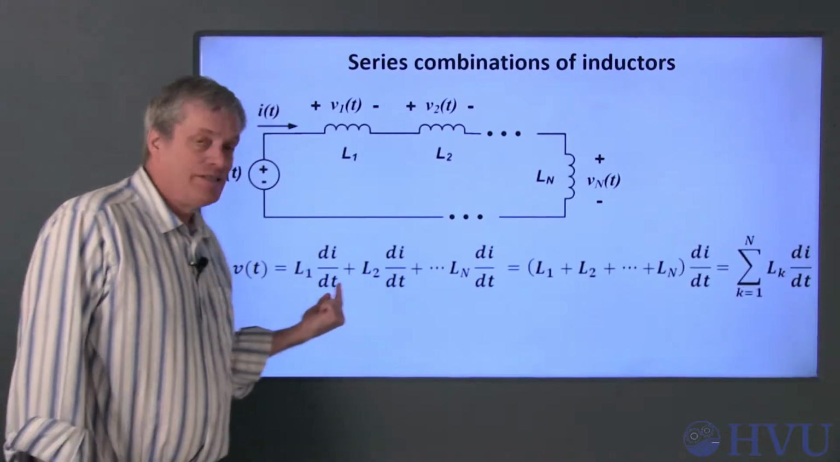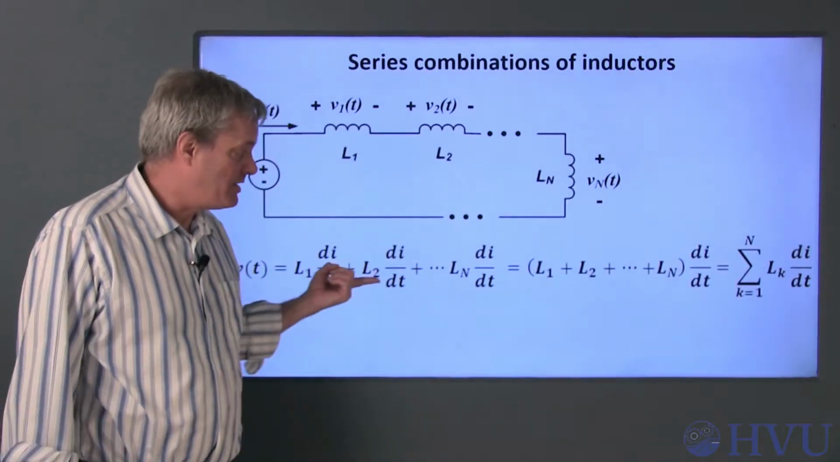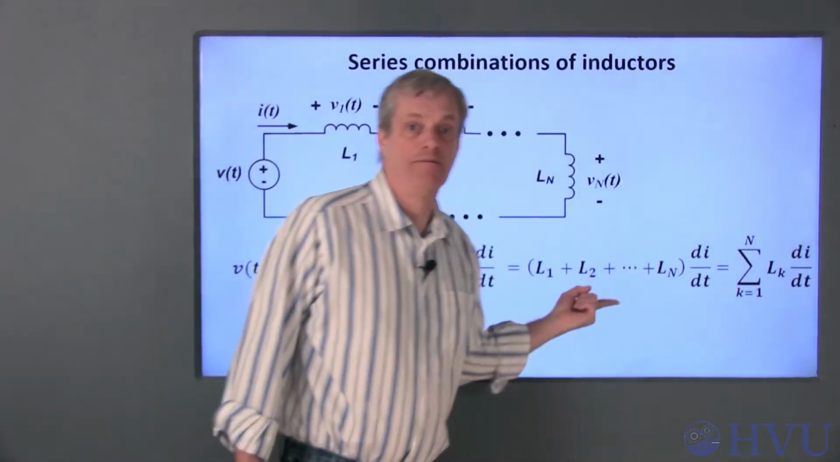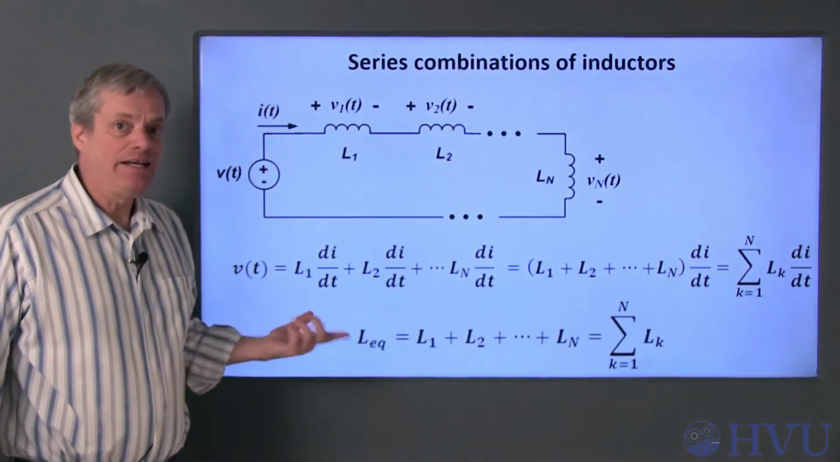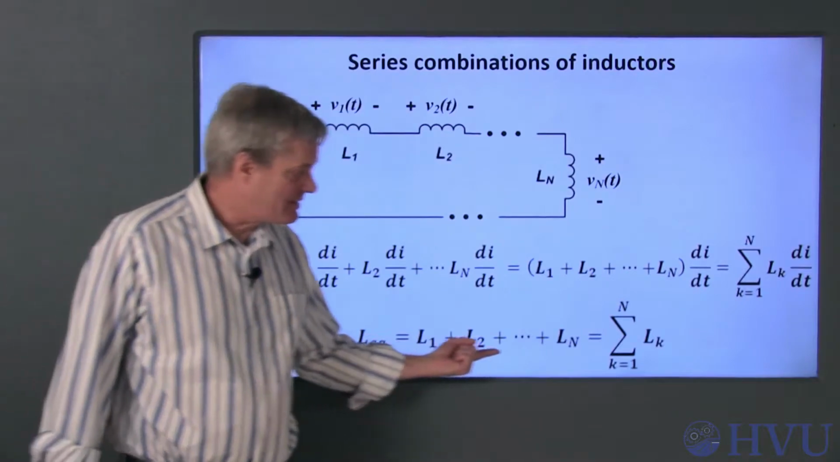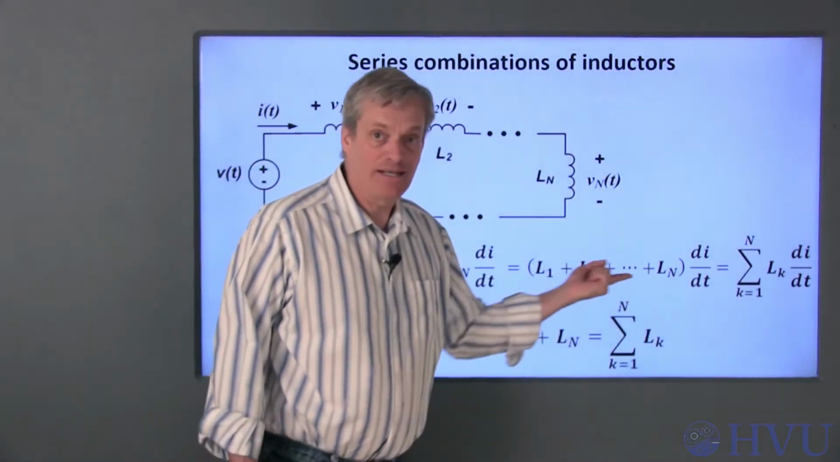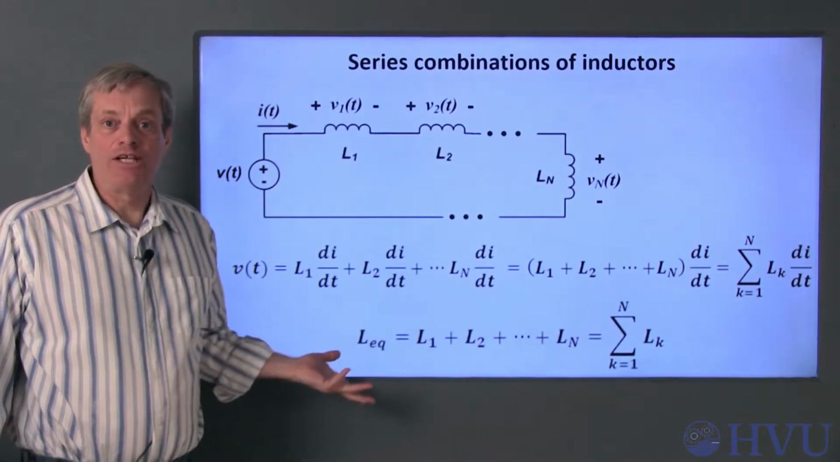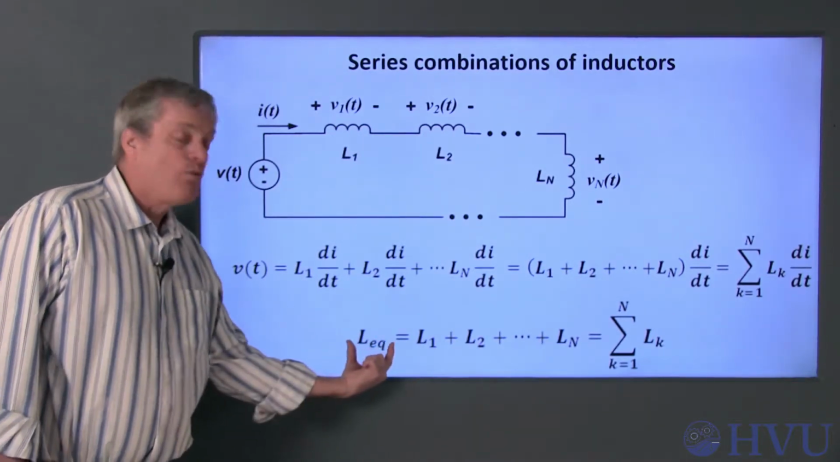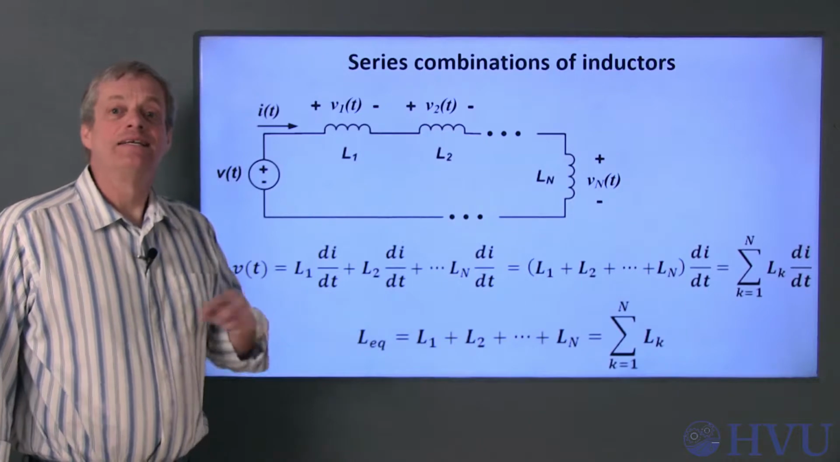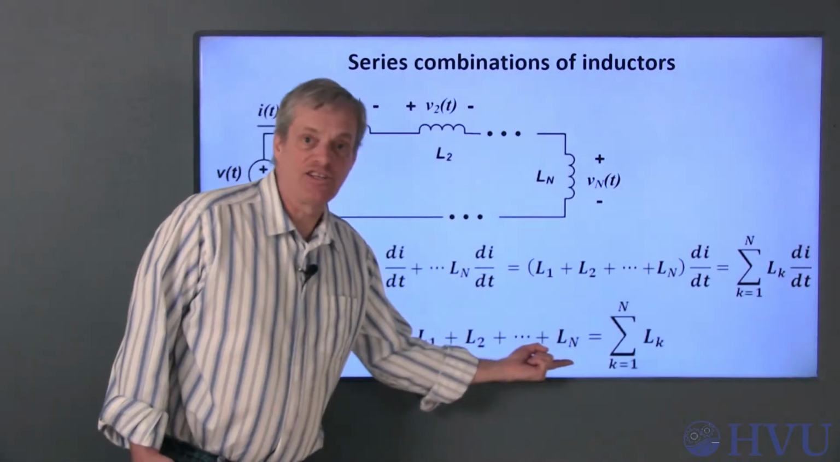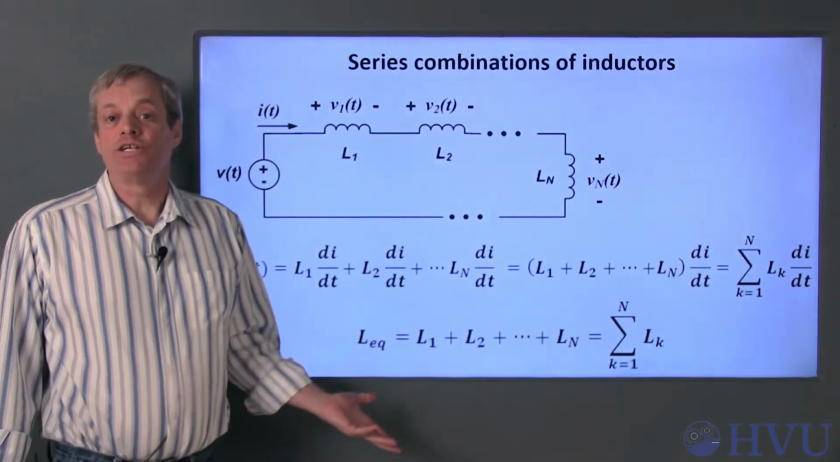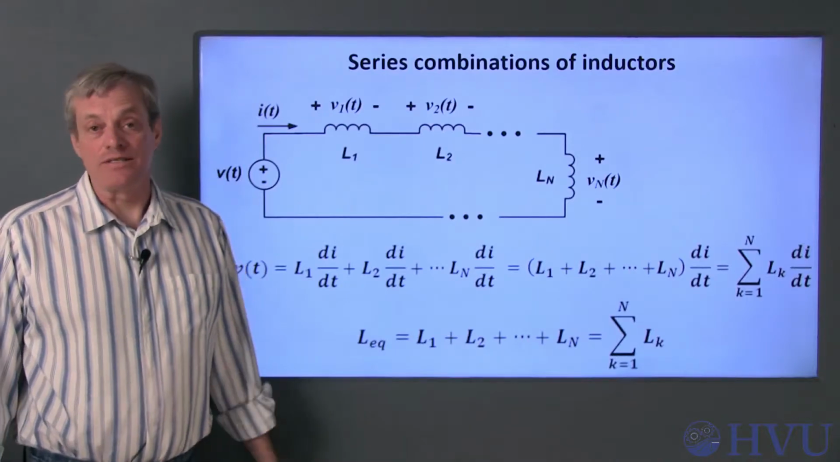The individual inductances can be factored out of this equation to get this one. Now, if I define an equivalent inductance as the sum of the individual inductances, this circuit has the same voltage-current relation as a single inductor with this inductance. Since inductances in series add directly, they're combined much in the same way as resistors in series.